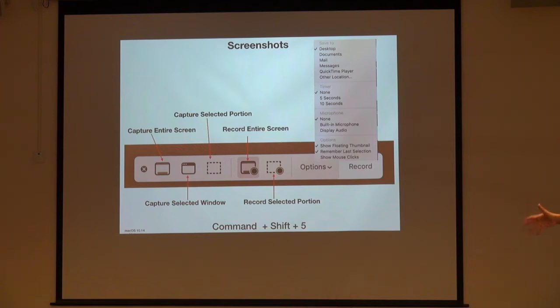So there's record entire screen and record selected portion. If you choose either of those and then you click the record button, and you've chosen record selected portion, you'll then be prompted to select the area in which you want to record. And then there'll be a button that says start recording. So we can, in the future, use this to record the meeting off the computer.